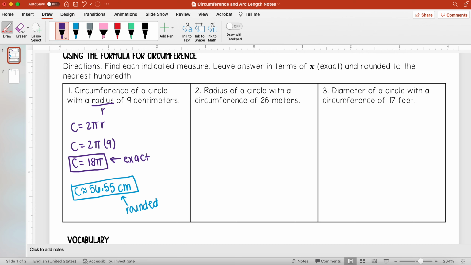Okay, let's go ahead and try another one. So this one says radius of a circle with a circumference of 26 meters. So this one I'm trying to find the radius. So I again want to use my formula C is equal to 2 pi r. This time I'm actually given the circumference. So I know that the circumference is 26 meters. So I want to replace C with 26. And then I'm going to go ahead and get r by itself. Right now there's a 2 pi with it, so to get rid of it, I need to divide both sides by 2 pi.